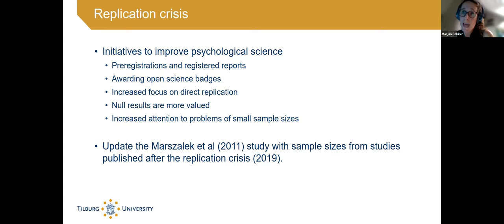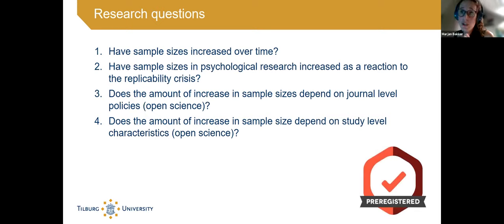So we wanted to add a new year to this data and add 2019, because then all the researchers would have had some time to incorporate these new changes and see whether that has an effect on the sample sizes. So these were our research questions. Our question was mainly, have sample sizes increased over time? And we also wanted to know whether this was a response to the replication crisis.